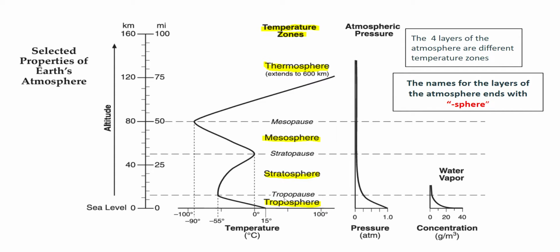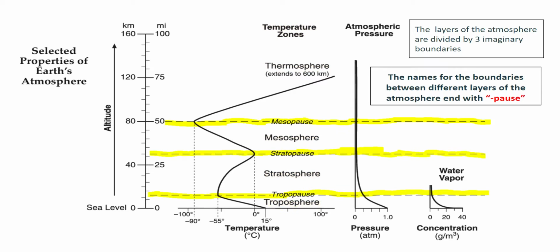So the four layers of the atmosphere actually end with the term sphere. That's how you know these are the layers. So we have troposphere, stratosphere, mesosphere, and thermosphere. These are the four layers of the atmosphere. They're also called temperature zones because they have different temperatures.